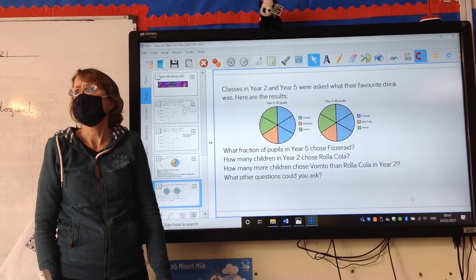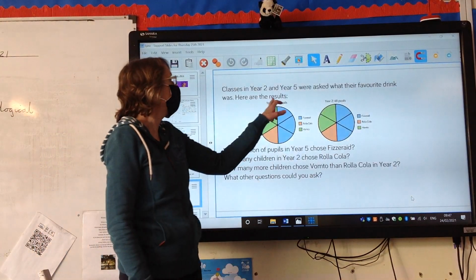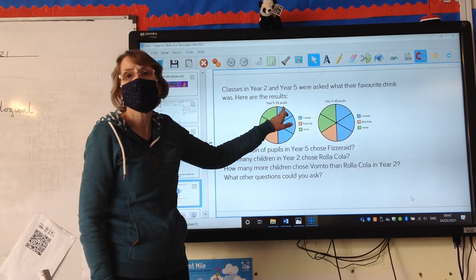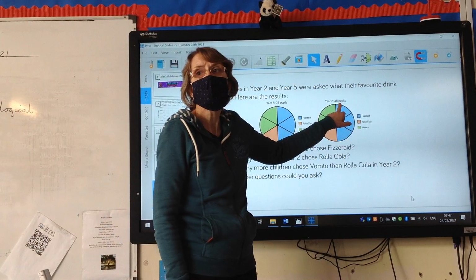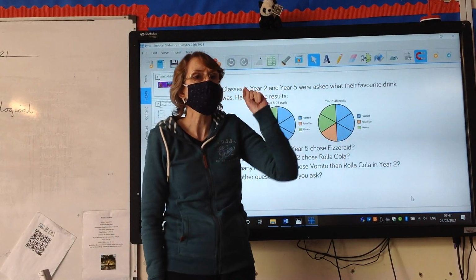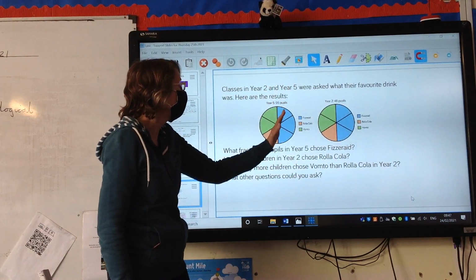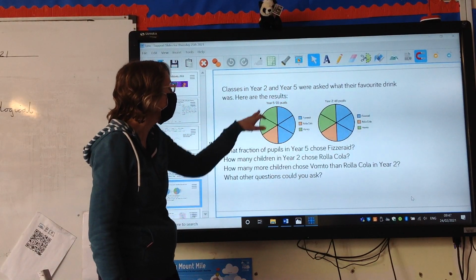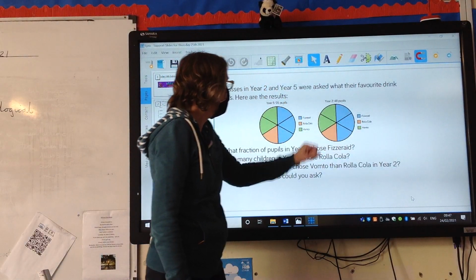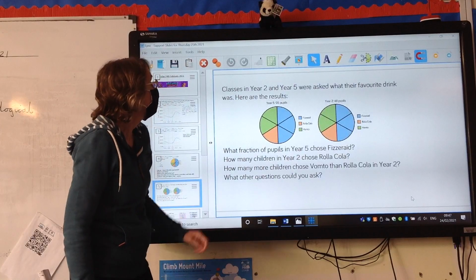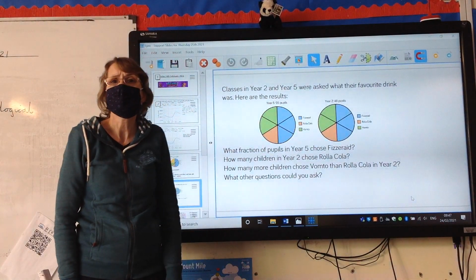There's a larger amount of pupils on the one on the left. Good. So yeah, year 5 have got 96 pupils in their year. Year 2 have only got 48. That's going to make a big difference because, as we found out earlier, a pie chart is all about fractions of a whole. So if we're working out fractions of 96, they're going to come up with different answers to fractions of 48. So, how many pupils in year 5 liked Fizz-Aid?